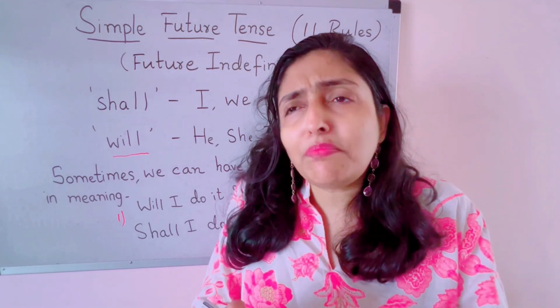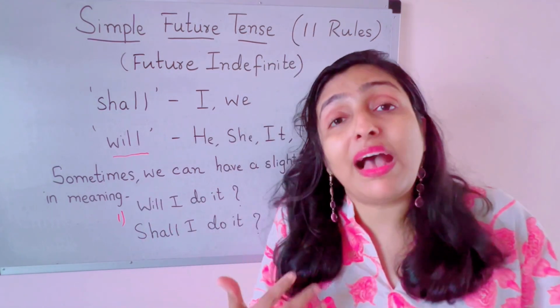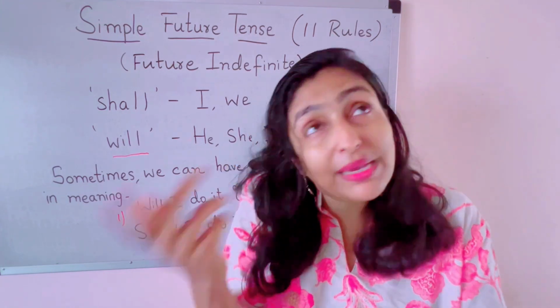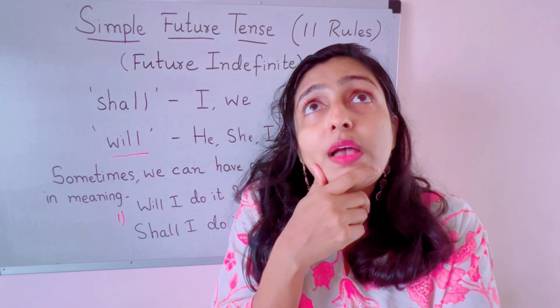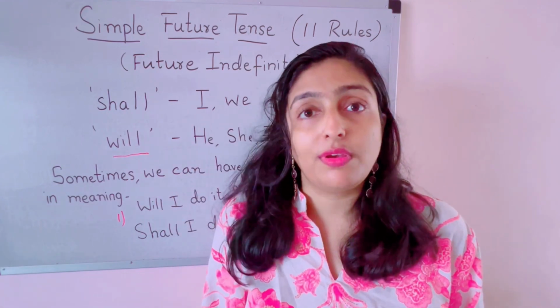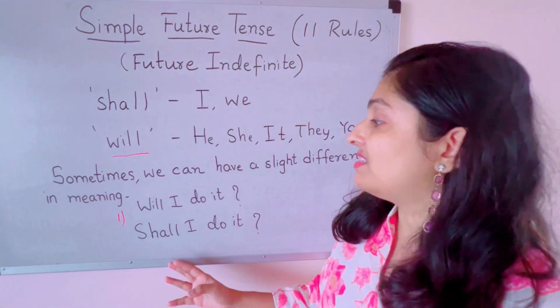Now look at the first question, interrogative question. Will I do it means I am questioning my efficiency. Am I capable to do it? Am I skillful enough to do it? I am really concerned now whether I'll be able to do it or not. Now look at the second example.